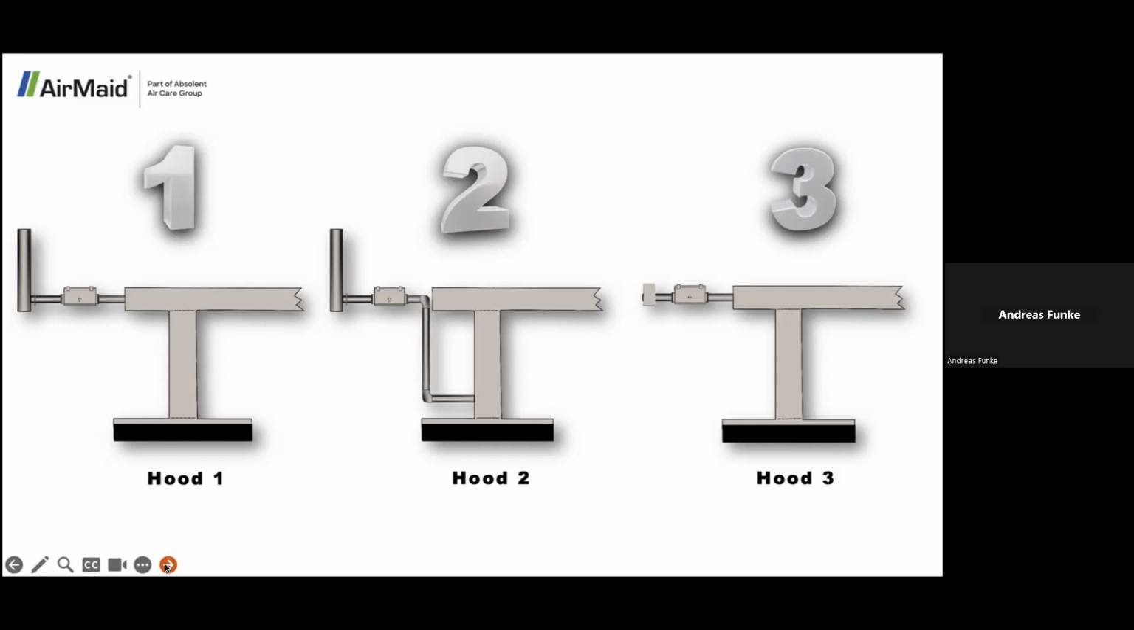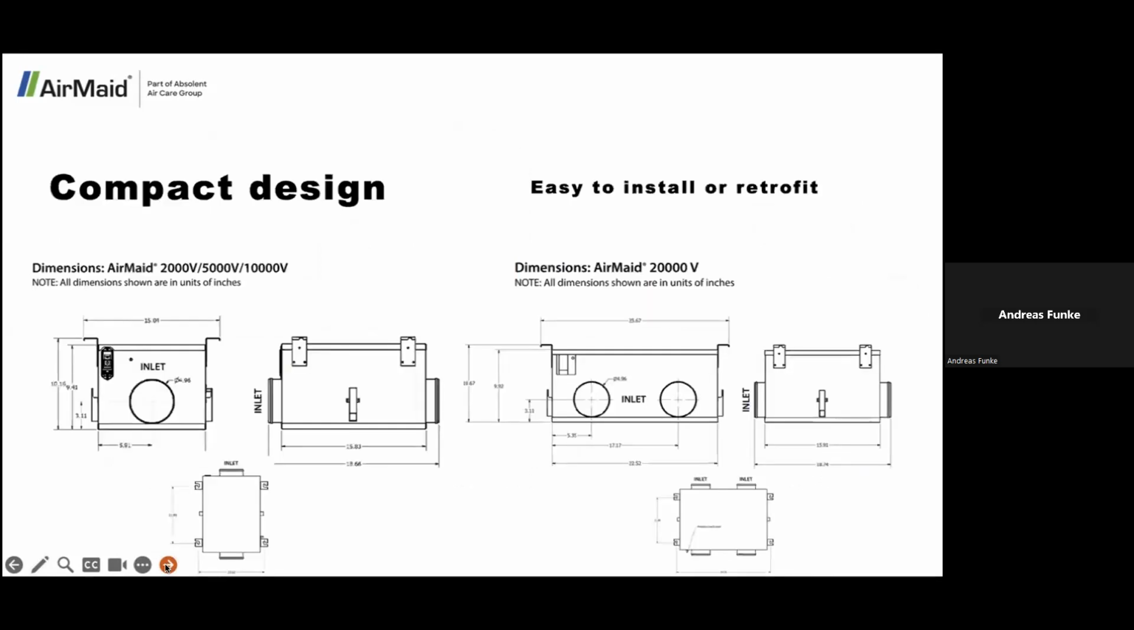You can also go closer to the hood itself to add the ozone a little bit earlier, if you have a long connection from the hood to the main duct. If you have long distances, then it could be worth to connect it here. The AirMaid is a very, very small unit. You can see the dimensions here. It's actually not bigger than a bigger Christmas parcel, which makes it very easy to retrofit in existing kitchens.